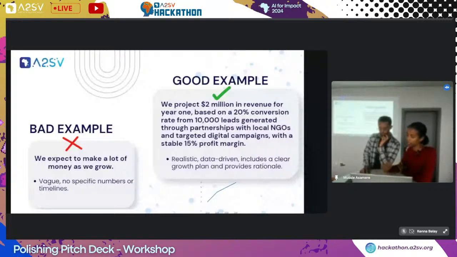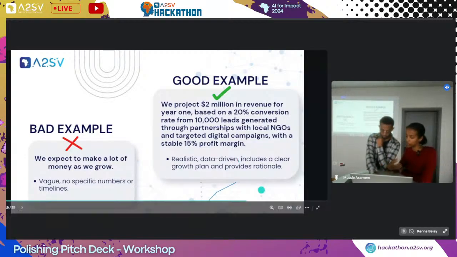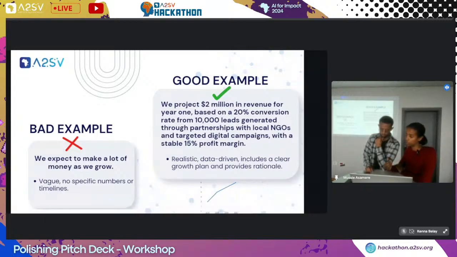This gives the listener, the investor or partner, anyone that we're pitching to, a clear growth plan. It gives them some rationale of how we are attempting to reach the numbers that we are giving them, and therefore gives them a more realistic idea. It shows how clear our plan is and how we aim to reach those goals.